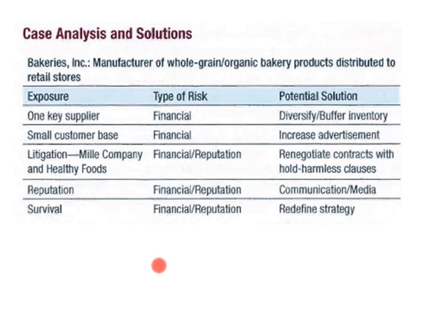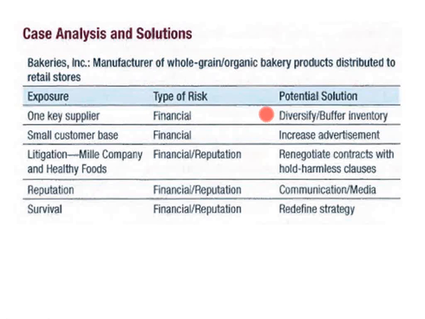I skipped all the way ahead to some other things in the book, the case analysis and solution. If the exposure in this case is Bakeries Incorporated, the manufacturer who makes the bread, they only have one key supplier, which is a financial risk. I would say it's also an operational risk. I kind of think that way.